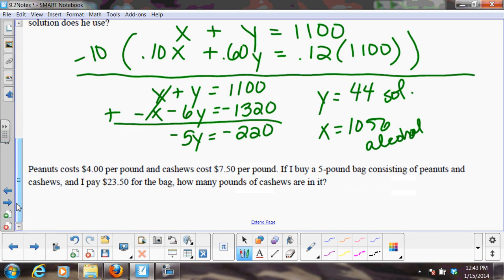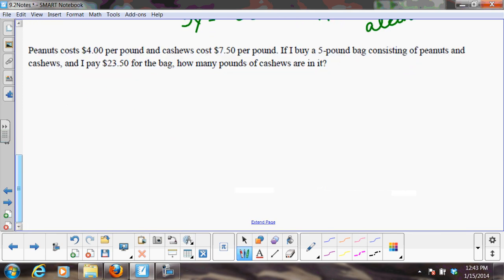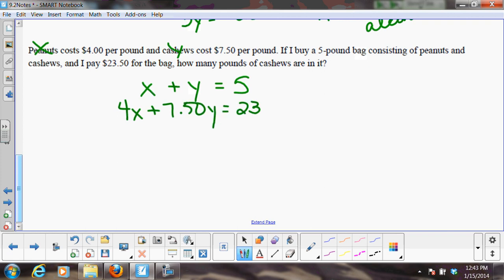And then we have a question about peanuts and cashews. Peanuts cost $4 per pound. Cashews cost $7.50 per pound. I'm going to buy a 5-pound bag of peanuts and cashews and pay $23.50 for the bag. How many pounds of cashews are there? Well, if I say peanuts are x, cashews are y. So the pounds, x plus y equals 5. Then we got to put the money in. So 4x plus 7.50y is 23.50.